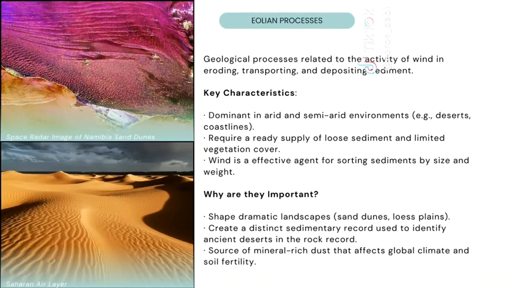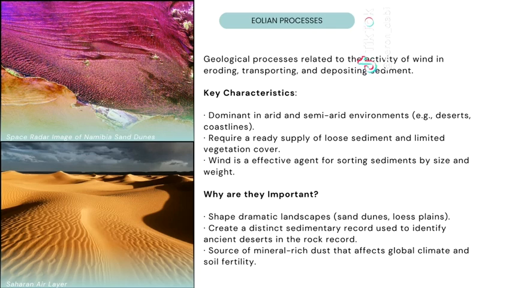So what exactly are these Eolian processes? In the simplest terms, they are all the ways that wind shapes the land. It does this by doing three main things: eroding or wearing down rocks and soil, transporting or carrying sand and dust, and depositing or dropping the material somewhere new. For this to work, you need a perfect setup, a dry place with lots of loose sand and not many plants, like a desert or a beach. In these places, wind becomes a fantastic sorter, picking up and separating sediments by their size and weight.